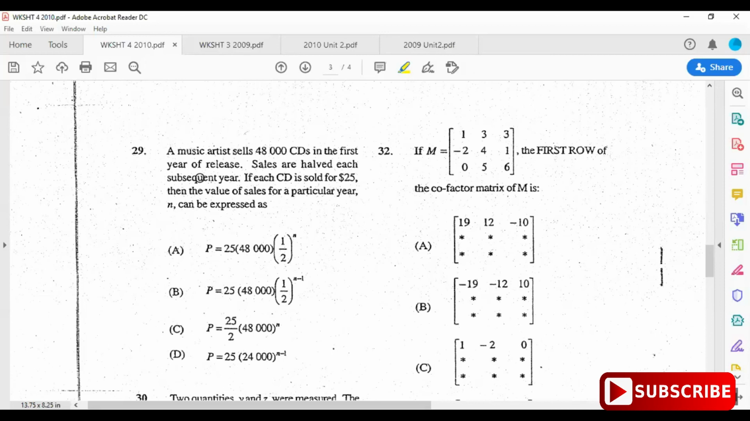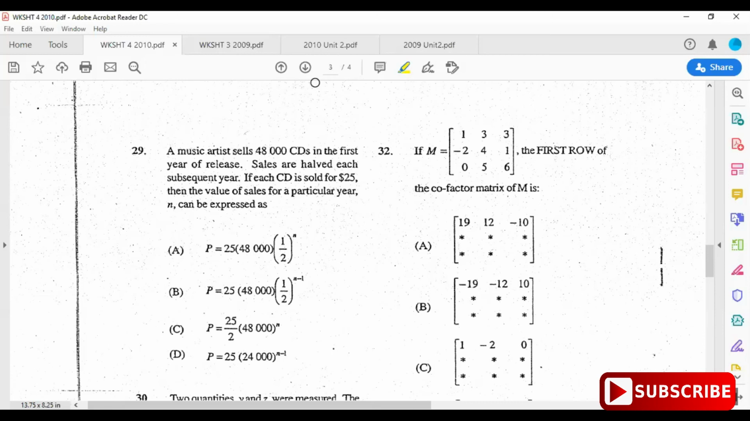So now this question is telling us a music artist sells 48,000 CDs in the first year, right? And the sales are halved each subsequent year. And so in the second year, it's 24,000. The third year, it is 12,000. All right. And so clearly it's a geometric progression, right?